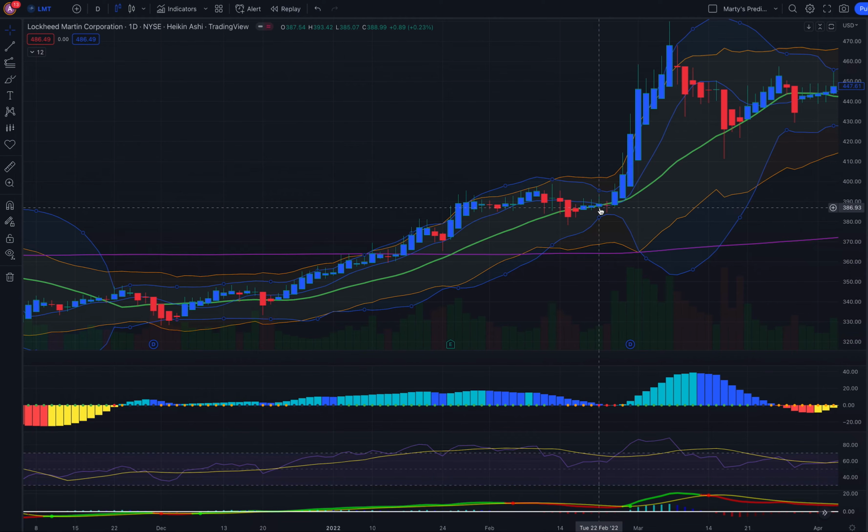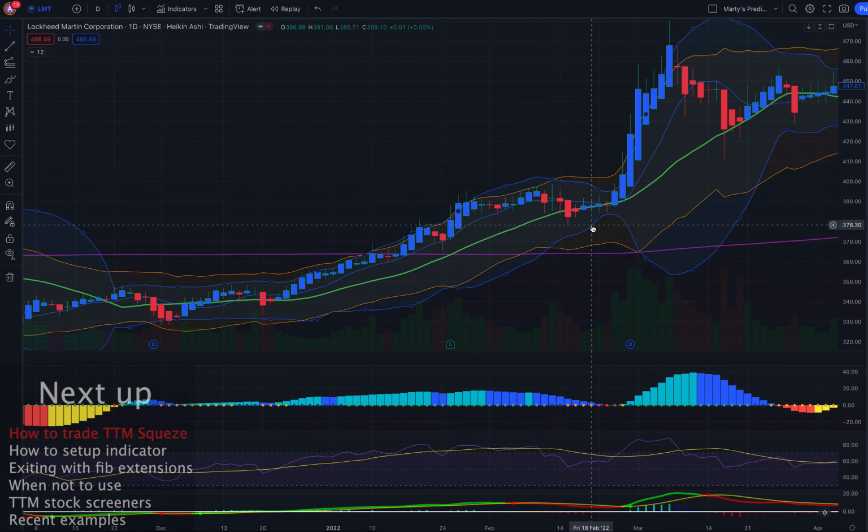And then lastly, it helps you time trades. By seeing these squeezes, you know that the likelihood of the stock making a big move, especially after a tight squeeze, is a lot higher than if that squeeze isn't there. That's what the TTM Squeeze is. Now, how do I use it? How do I trade it?